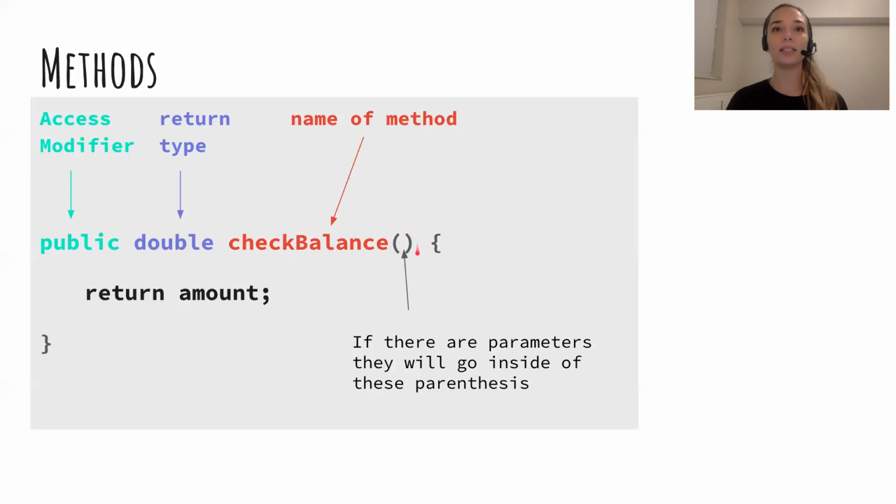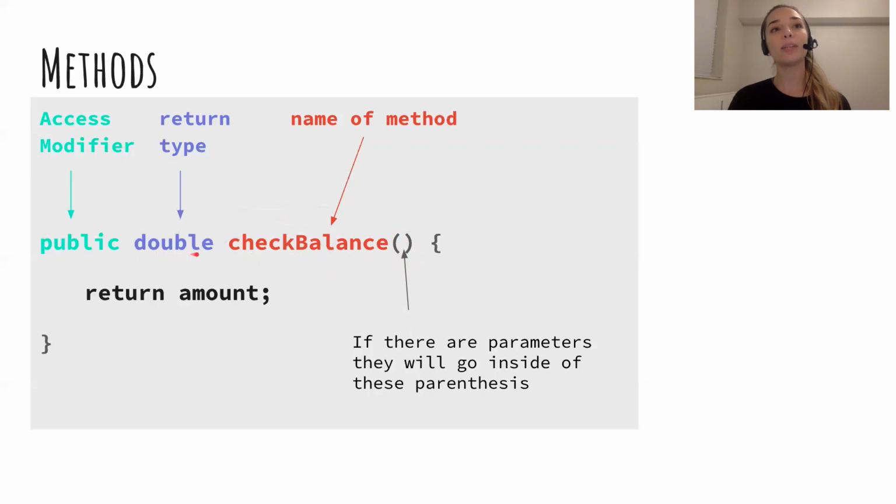These parentheses within here, that's where our parameters go. This is an example of no parameters, but I'll show you in the next video what parameters are and what they'll look like in here and when we use them. We have the name of our method here. This is another part of a method. You just have to name it so that you can call it elsewhere.